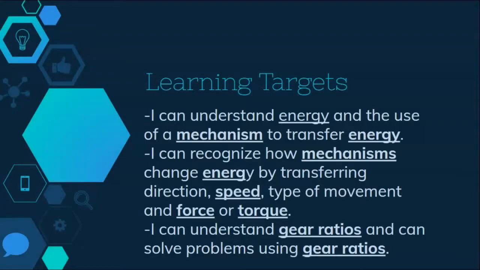In the lessons that you'll be watching via video tutorial this week, you're going to be learning about 3 key learning targets. Our 3 learning targets are: I can understand energy and the use of a mechanism to transfer energy. I can recognize how mechanisms change energy by transferring direction, speed, type of movement, and force or torque. And finally, I can understand gear ratios and can solve problems using gear ratios. So really, in a nutshell, for our lessons this week, we're going to be applying science and math concepts in a real-world environment.